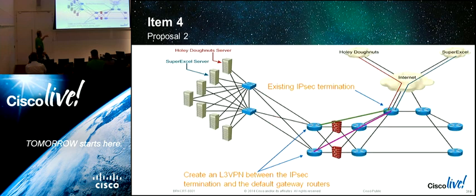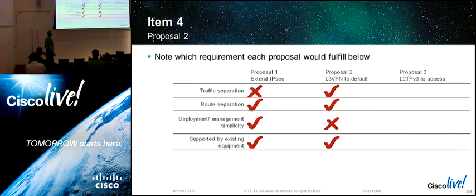Proposal 2, let's create an L3 VPN between the IPsec terminations and the default gateways. Yeah, we would get traffic separation because it's a layer 3 VPN. We get route separation. Is that really easy to do? It seems like a lot of complexity to me. And we know something about the company. They're low cost. We don't know, maybe they aren't that skilled, maybe they don't have the capability. We don't know that for sure, but in general, people consider layer 3 VPN complex, right? But we do know the equipment can support it.